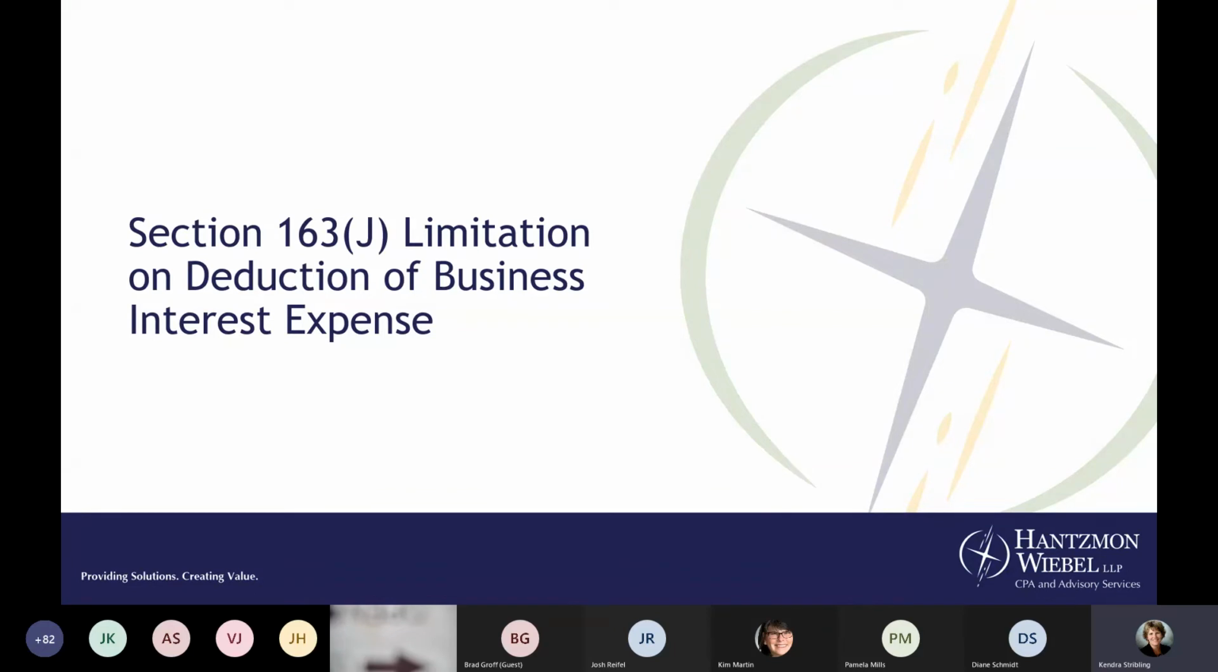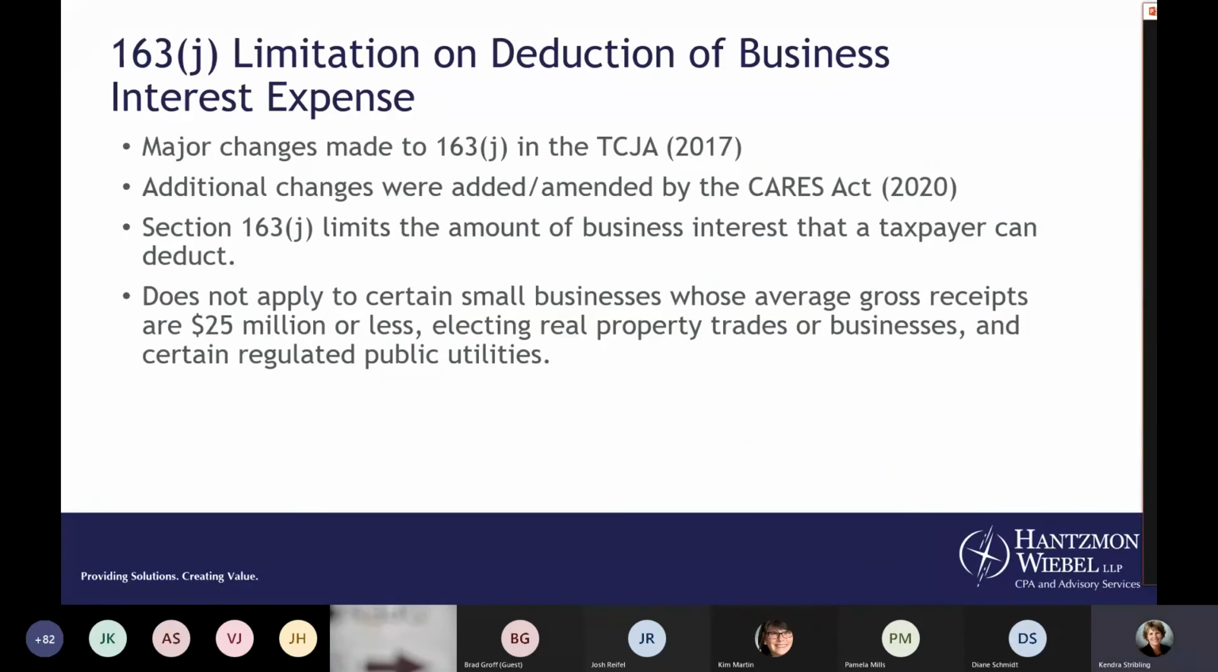So our next topic today will be the business interest expense limitation. Major changes were made to 163(j) in the Tax Cuts and Jobs Act of 2017. So we've been dealing with this for a few years now. This year, additional changes were added and amended by the CARES Act. And we'll go over the basic provisions of this code section and some of these changes.